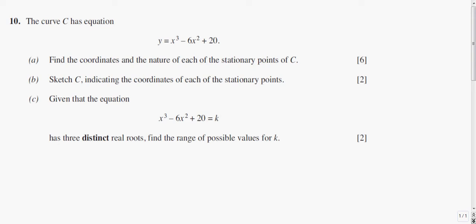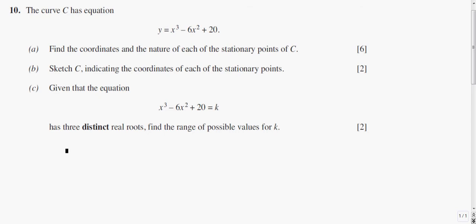This is question 10 from C1 Winter 2010. And the part I really want to get to in this question is part C, so I'm going to go through parts A and B a little bit more quickly. So part A is find the coordinates and nature of each of the stationary points. Well, for this you just have to differentiate and set this equal to 0.